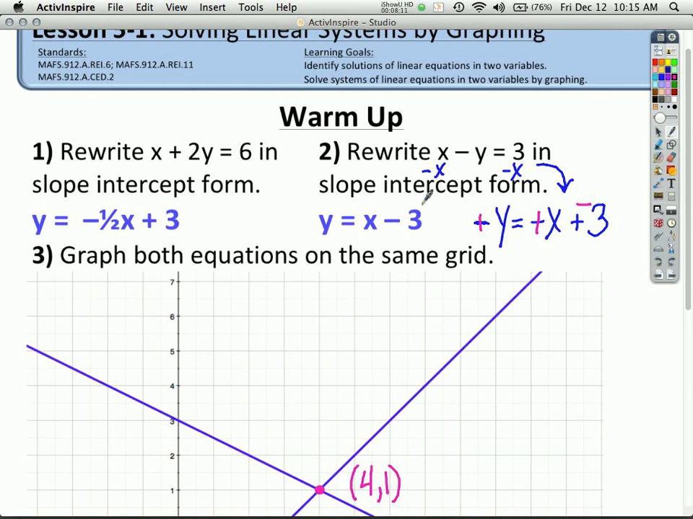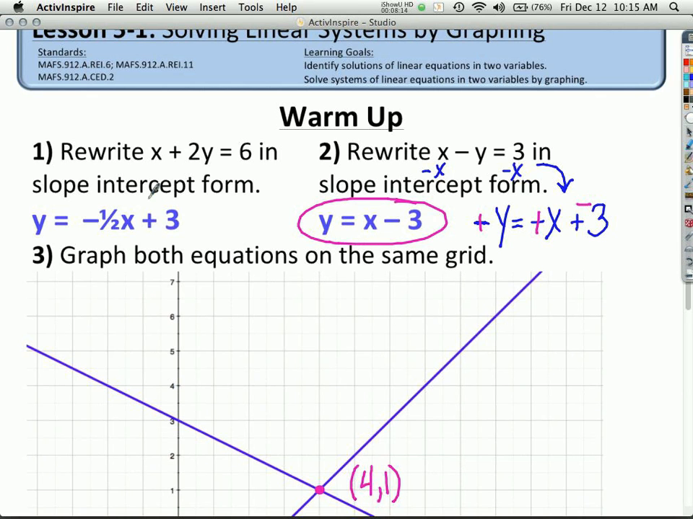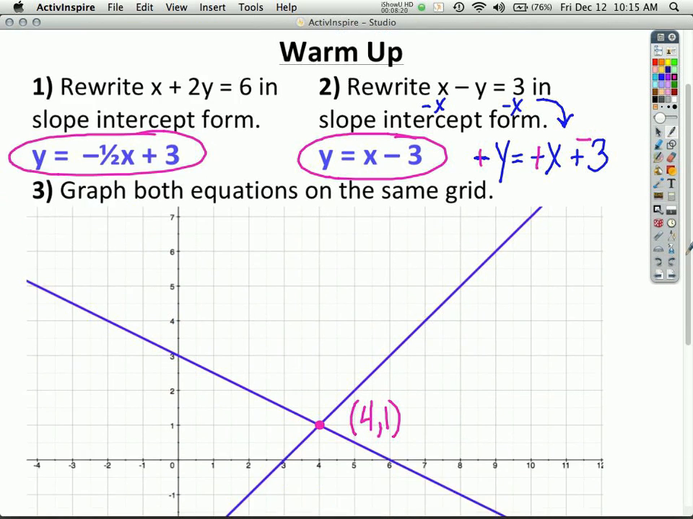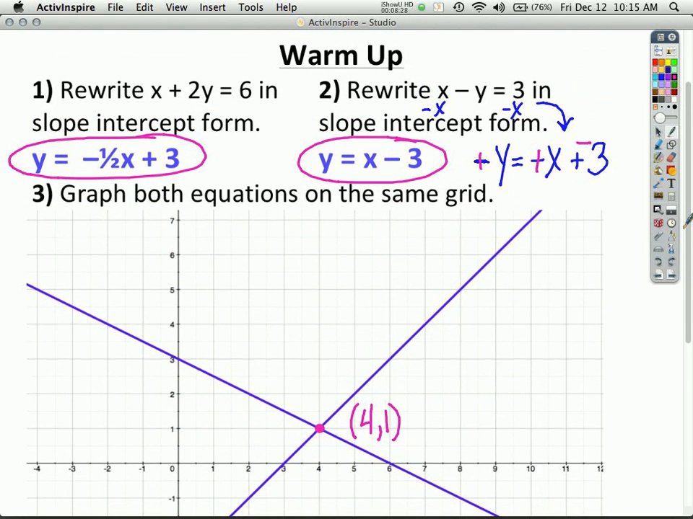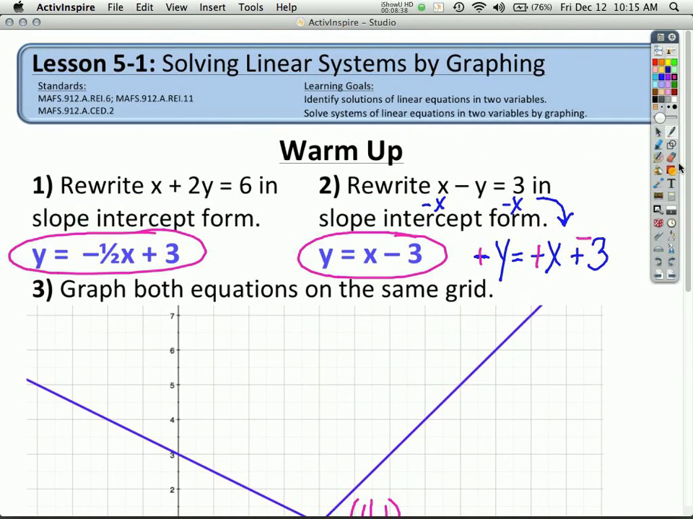So then we end up with this. If you did this correctly, you end up with this. You graph both of them on the same grid. We talked about where they intersect. Does anyone have any questions on today's warm-up? Any concerns? Now look at the title of today's lesson.